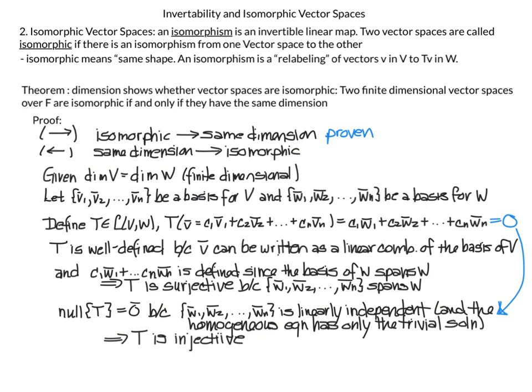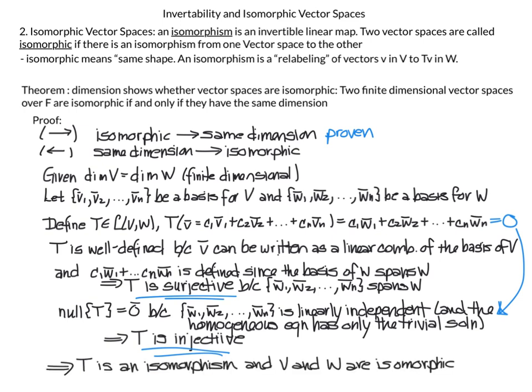And now that we have T is injective, and earlier somewhere up here we said that T was surjective, that means that we have an isomorphism, because that's the definition of an isomorphism, and V and W are isomorphic. And we've proven our theorem.